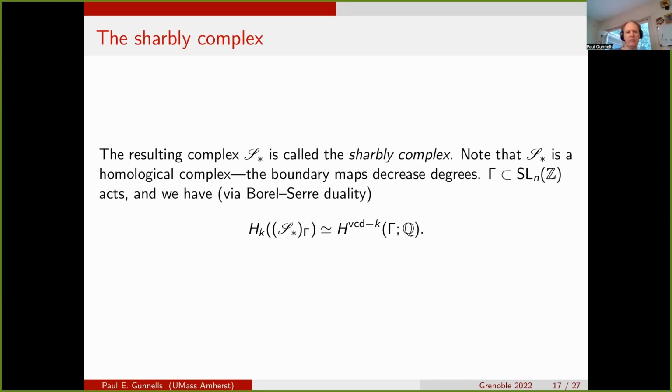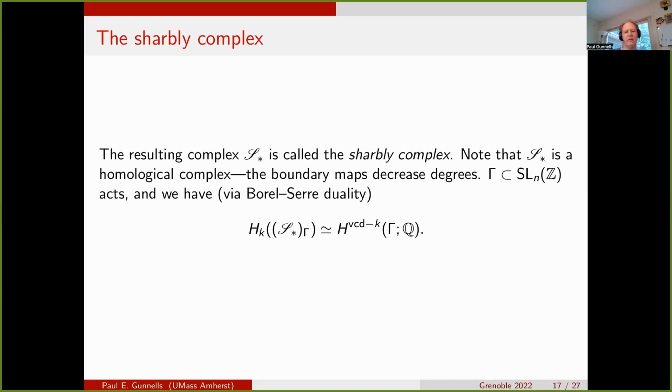Okay, so there's a complex. This is called the Sharbley complex, and it's a homological complex, meaning the boundary maps make the degrees go down, instead of up like for a cohomological complex. And we have an action of SL_n(Z) on this complex. We can just multiply each one of those vectors individually by a matrix in SL_n(Z). And of course we can also take any matrix with integral entries that is invertible over Q, and act, just by multiplying.